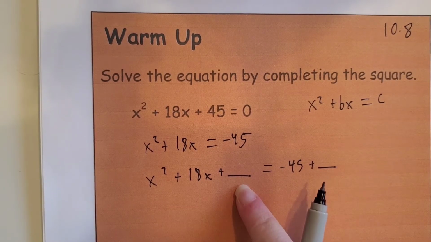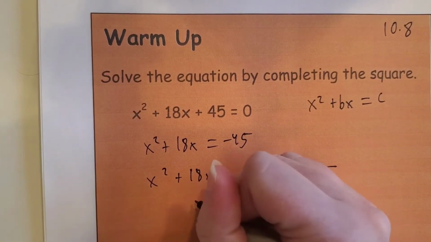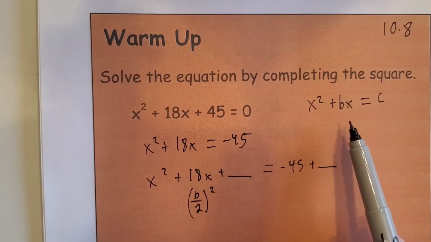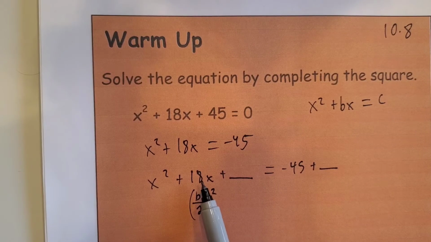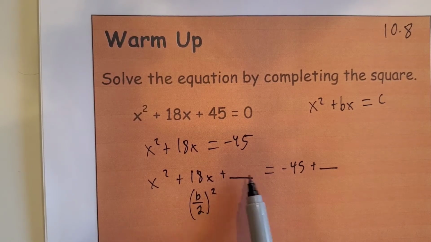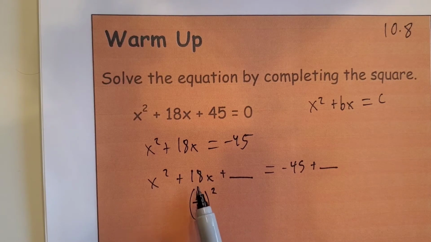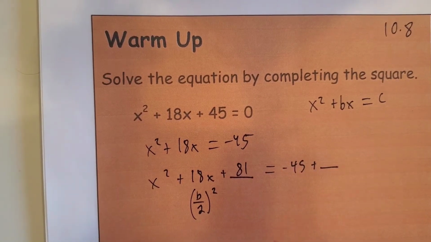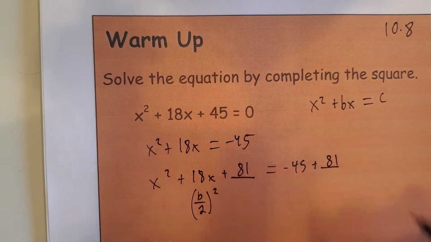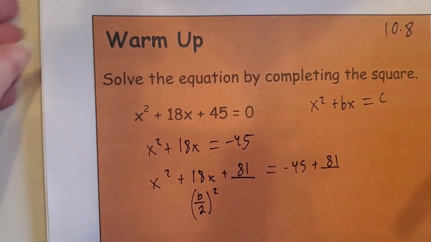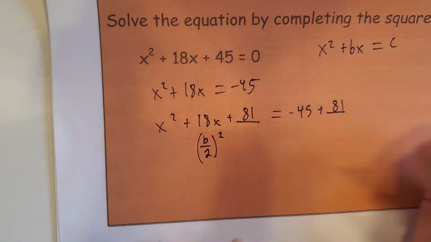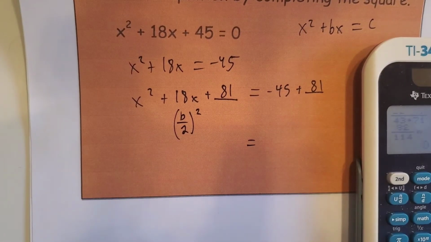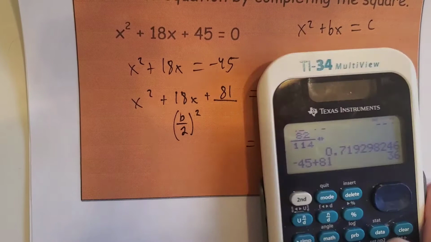Well, there is a formula that you guys learned, hopefully, in Algebra 1: b over 2 squared. And what's our b value? Well, it comes from up here. b is the coefficient in front of the x. That's the formula to figure out what number goes in this blank space. So if our b value is 18, 18 divided by 2 is 9, and 9 squared is 81. And since we're adding 81 on the left, we're going to add 81 on the right. So we are easily able to simplify that right-hand side. Negative 45 plus 81 is 36.